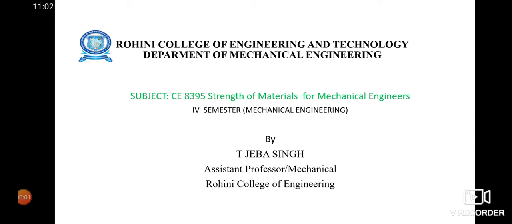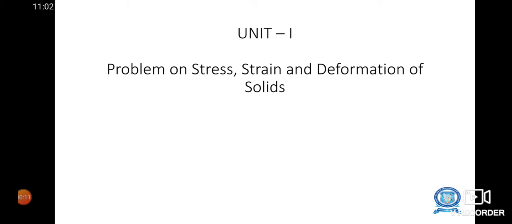Now we have discussed the subject CE 8395 Strength of Material for Mechanical Engineers. Unit 1, Problems on Stress, Strain and Deformation of Solids. So the Unit 1 heading is Stress, Strain and Deformation of Solids.